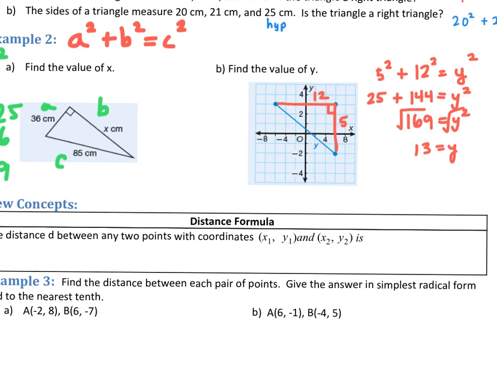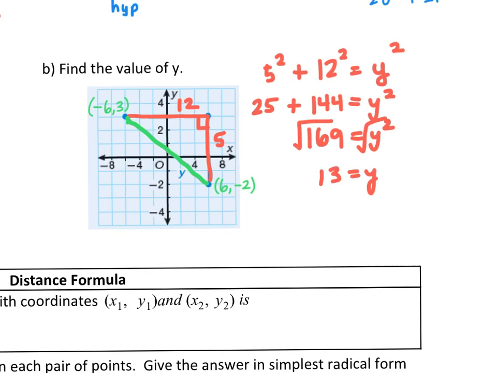Lastly, we are going to develop the distance formula from the Pythagorean theorem, and we're going to do that by looking back at that last problem. In the last problem, we were trying to find the length of that green line, which could represent any diagonal line on the coordinate plane.